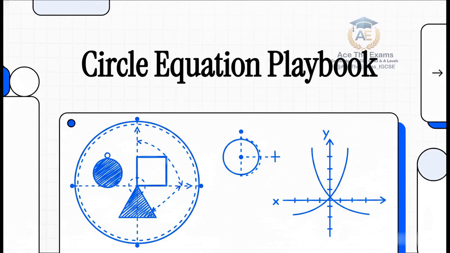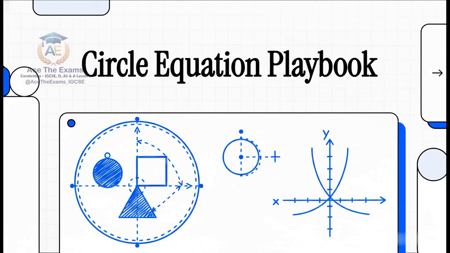Our launch propulsion meter right now is currently reading baseline marks across the board. Just average, safe, middle-of-the-pack bands. And we absolutely need to push that into the maximum A-star threshold before your exam clock runs out. So welcome to Mission Control.